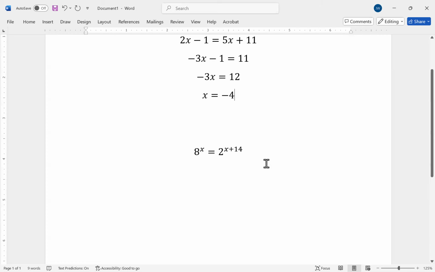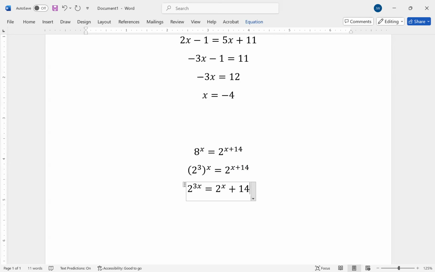We can take advantage of same base rules in other situations as well. While 8 and 2 are not the same base, I can rewrite 8 as 2 raised to the third power. And so by doing that, I can utilize some rules of exponents, namely that 2 raised to the third power raised to the x power is 2 raised to the 3x power. That's equal to 2 raised to the x plus 14 power.